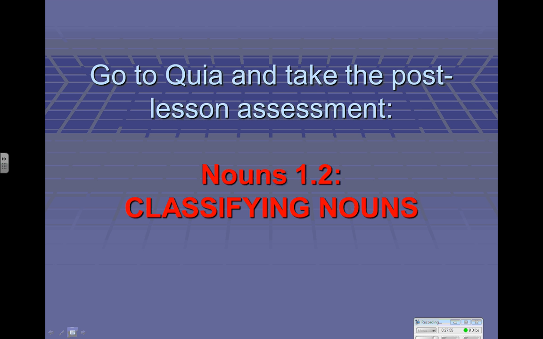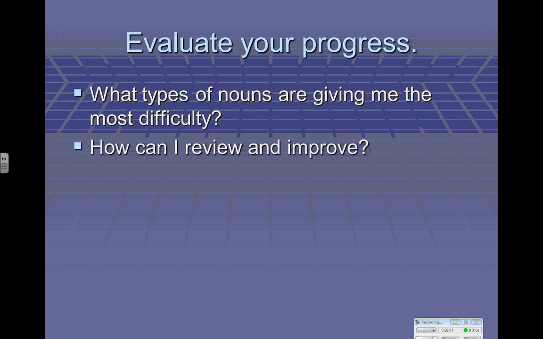When you're done, it's always very important to evaluate your progress. Always stop and ask yourself when you go over the feedback at the end of the assessment, what types of nouns gave you problems? That'll let you know what you need to review before next class period. This is also a good way of making sure that you're reviewing as you go leading up to an assessment rather than trying to cram in all this information at the last second before I have a quiz or a test. The second question on this slide is really very important. Always be asking yourself continuously, all right, this is what I did. How can I review? How can I improve?